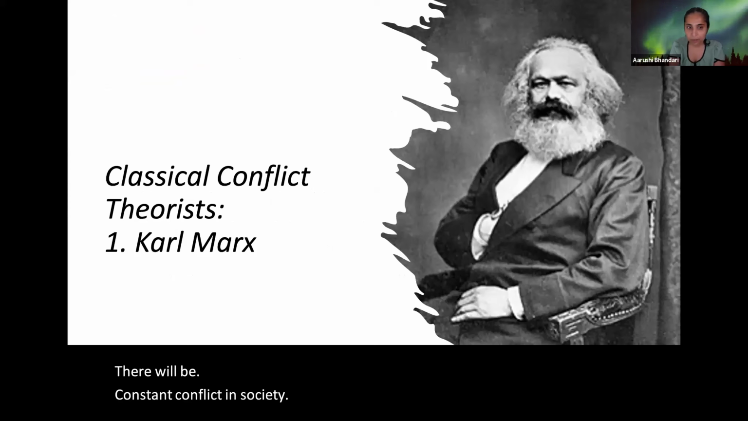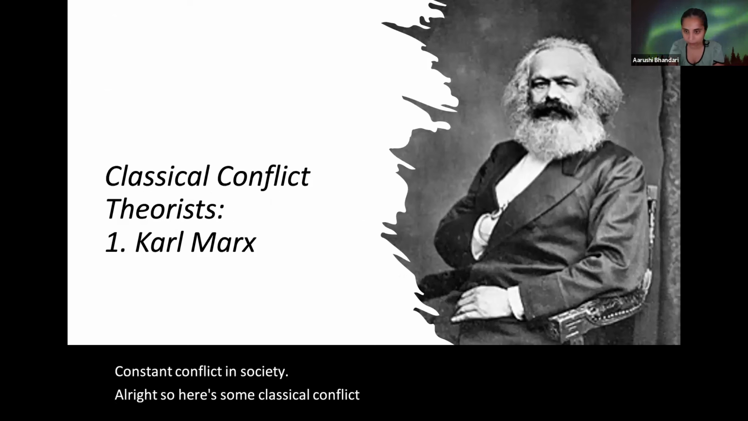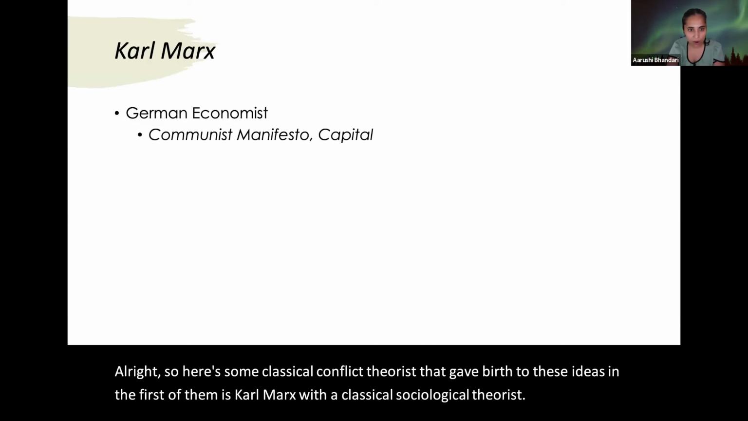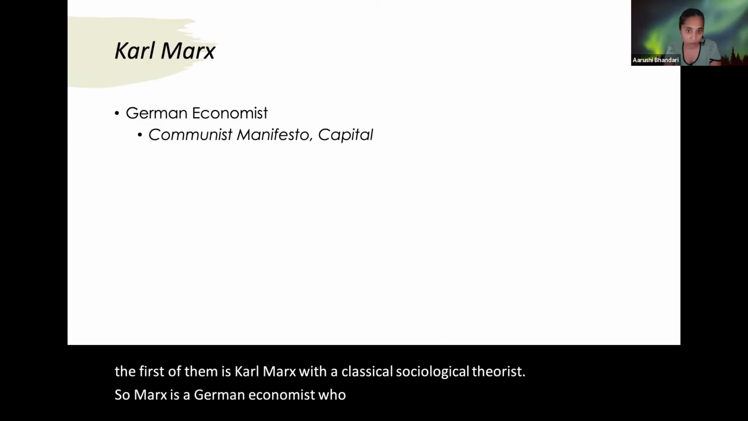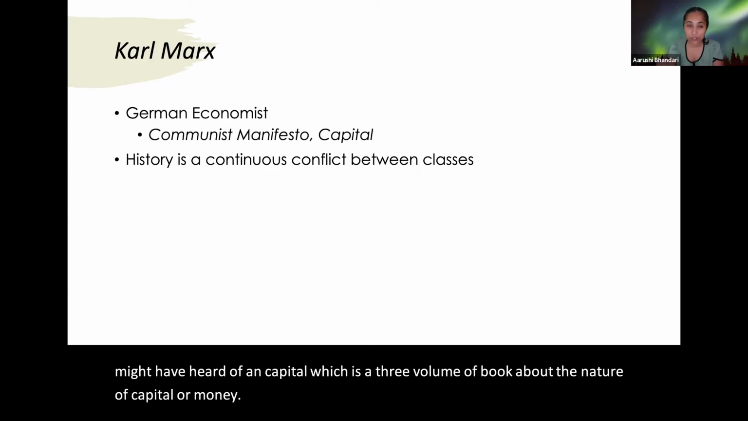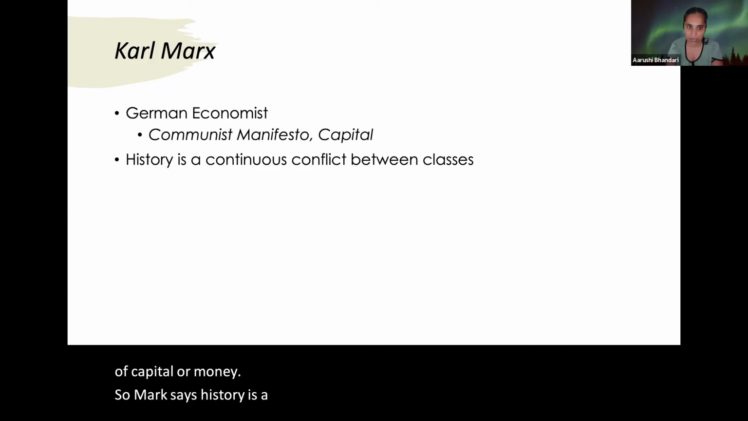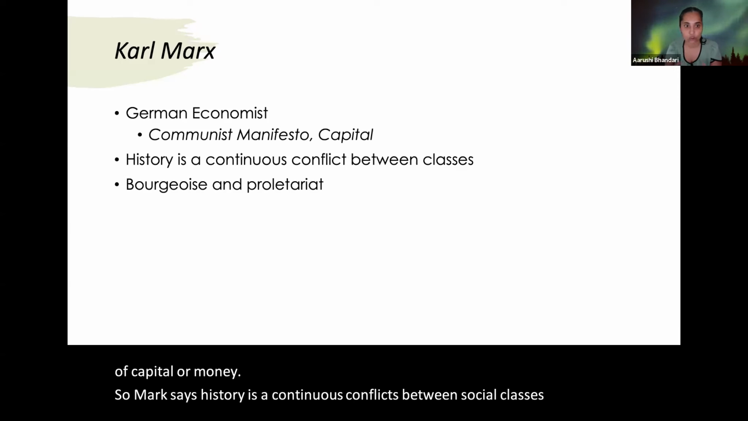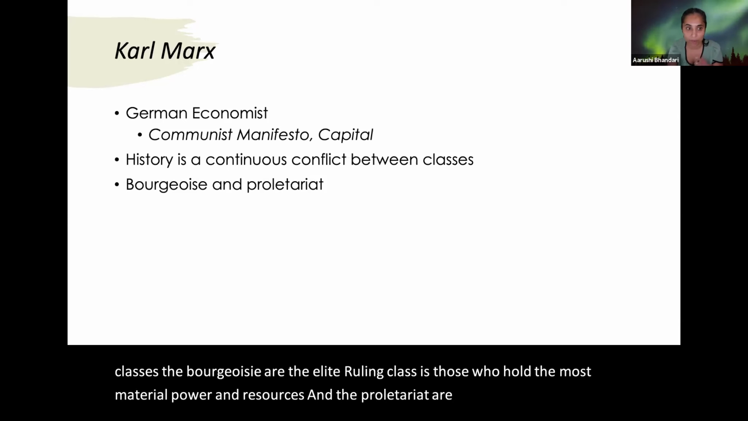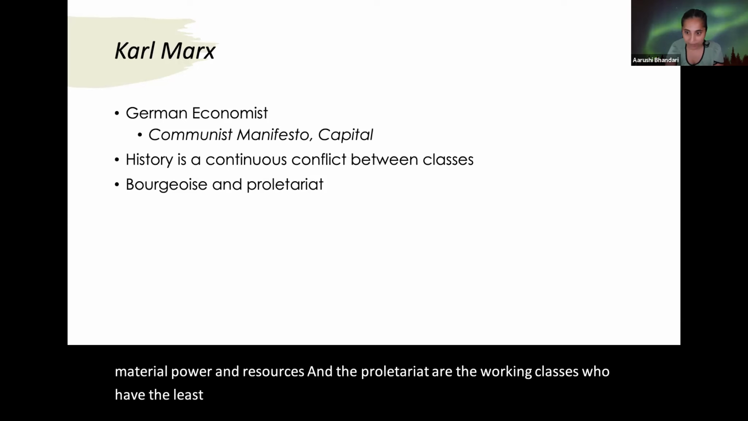All right, so here are some classical conflict theorists that gave birth to these ideas, and the first of them is Karl Marx, who is a classical sociological theorist. Marx is a German economist who wrote the Communist Manifesto, which you might have heard of, and Capital, which is a 3-volume book about the nature of capital or money. So Marx says history is a continuous conflict between social classes. These social classes, the bourgeoisie, are the elite ruling classes, those who hold the most material power and resources, and the proletariat are the working classes who have the least amount of power and access to material resources.